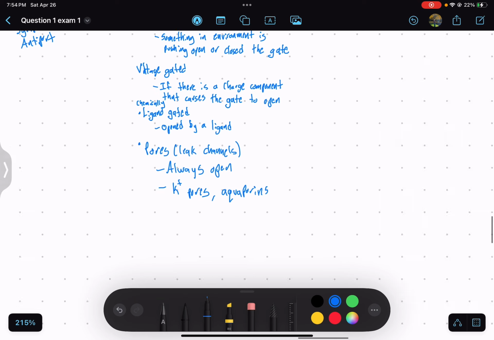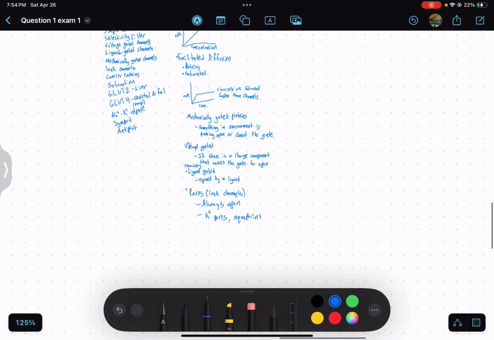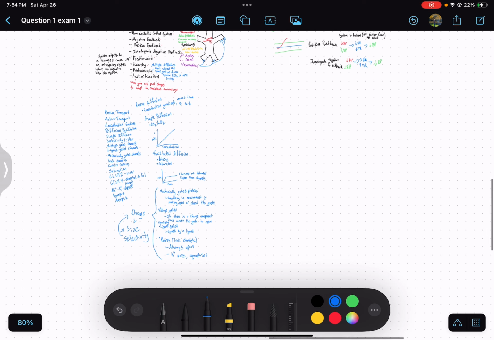And all of these here deal with charge and size selectivity. They are selective to molecules of a certain size or a certain charge to allow them through. It won't just allow anything through. It'll only allow those certain things.